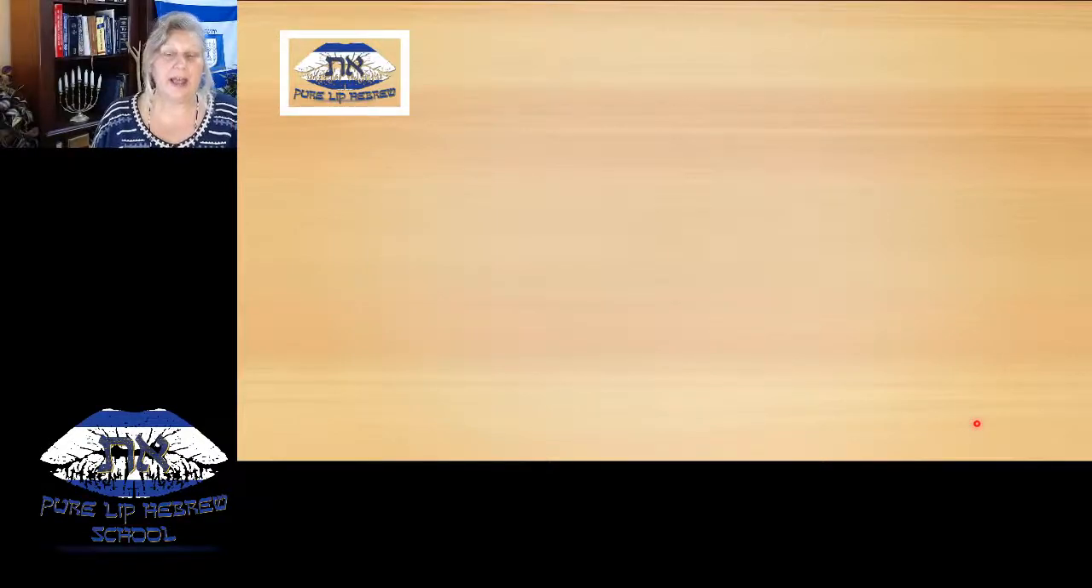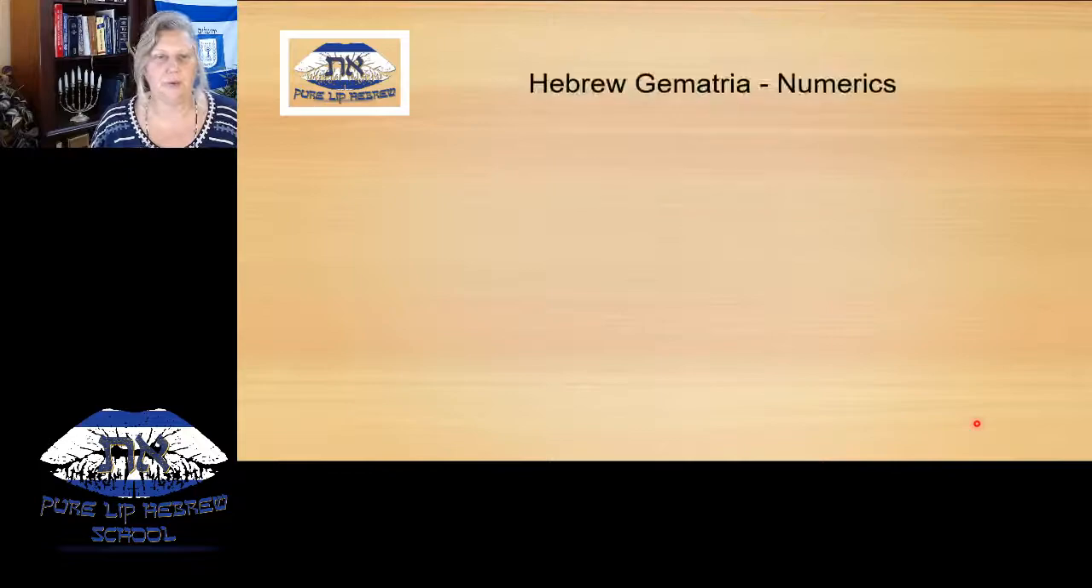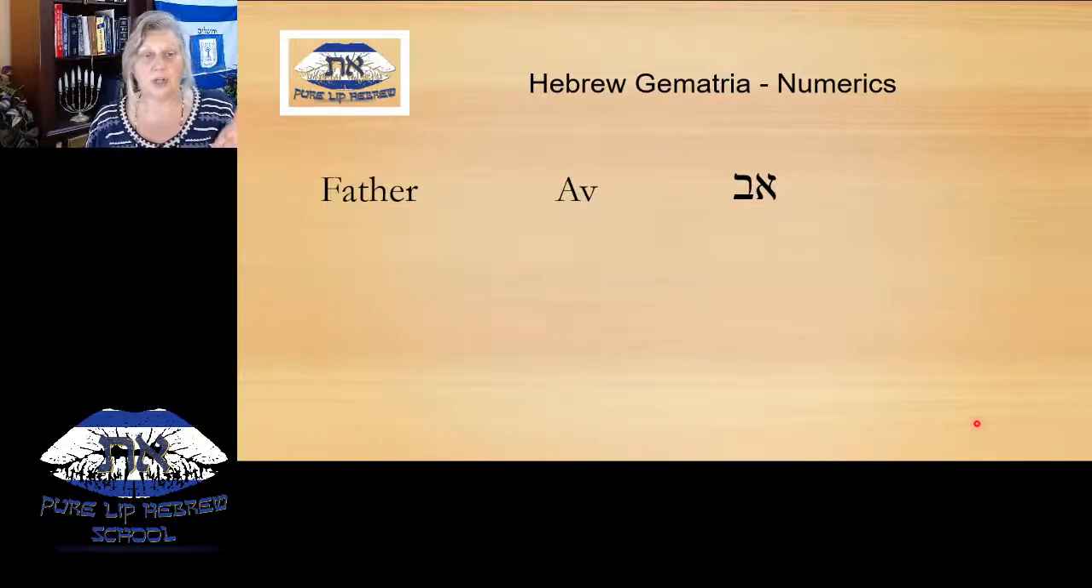Every Hebrew letter also has a number or a numeric value. This is called Gematria or Numerics. Let's take a look. Here we have a Hebrew word. This is Av. Now here's our transliteration and our translation. Let's look at the value of these letters. Aleph is worth 1 point. Beit is worth 2. This word's numeric value is 3.